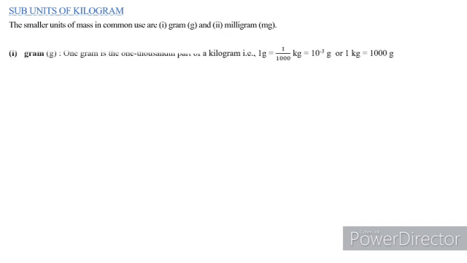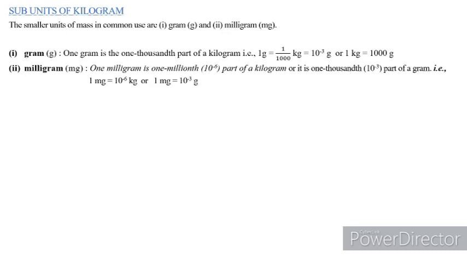Okay. Now subunits of kilogram. The smaller units of kilogram that we commonly use are gram and milligram. 1 gram is the 1000th part of a kilogram, that is equal to 10 raised to minus 3 kilograms.